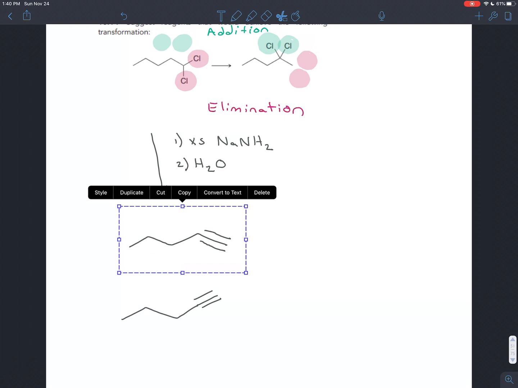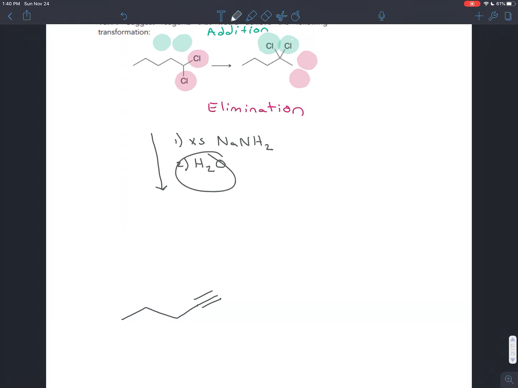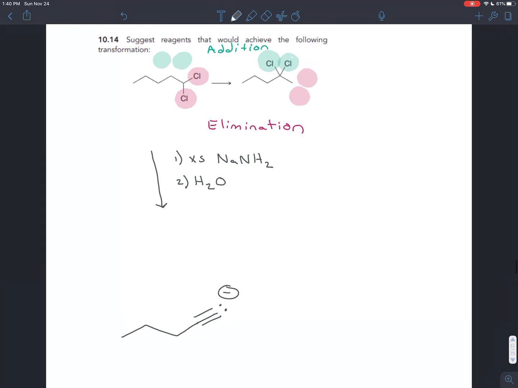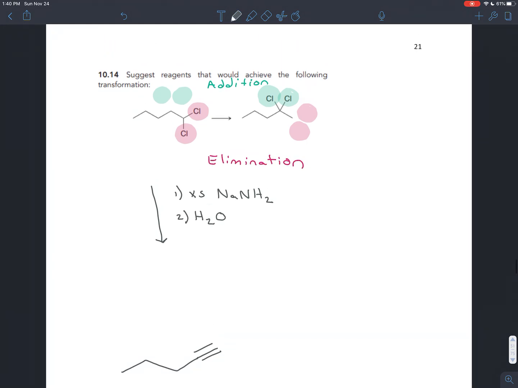Now you might be saying, okay, I understand what the base is doing. What is the water doing? The base would also steal the hydrogen off that terminal alkyne and turn that into a carbon nucleophile, which we don't necessarily want. The water is there to put a hydrogen back on there. You do a proton transfer to stabilize that again. Put the hydrogen back on. So that carbon can act as a base rather than a nucleophile.